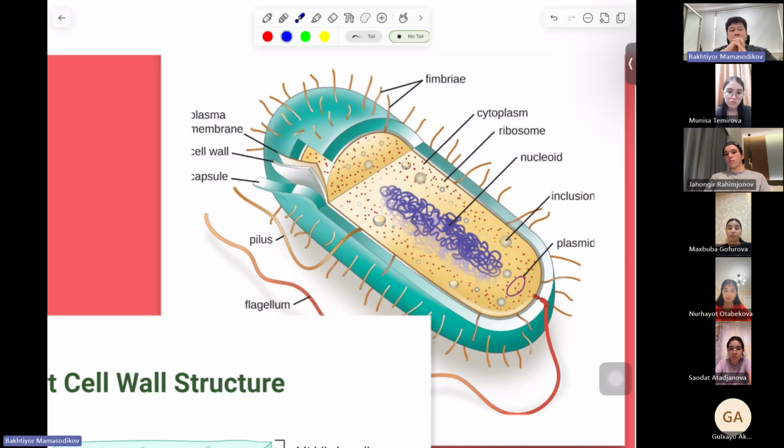So what's the function of the cytoplasm? They also have the cytoplasm. What's the function of the cytoplasm, Mahbuba? Mahbuba, is she here?